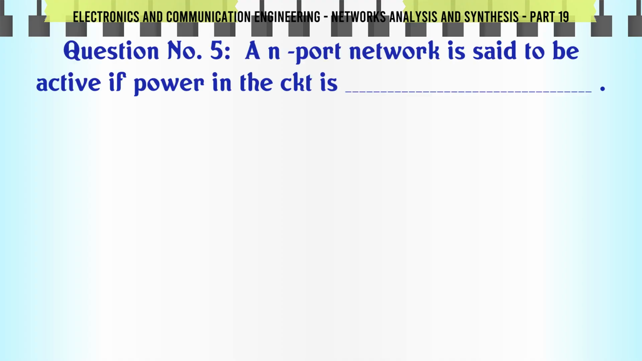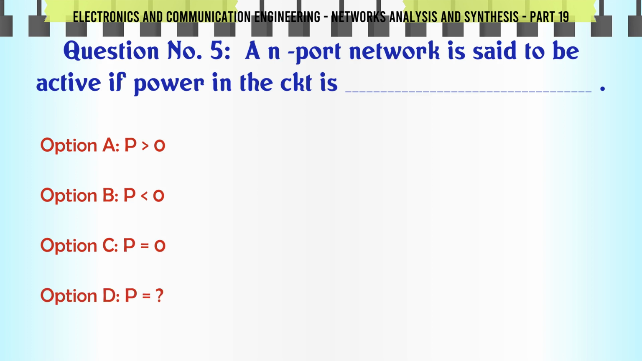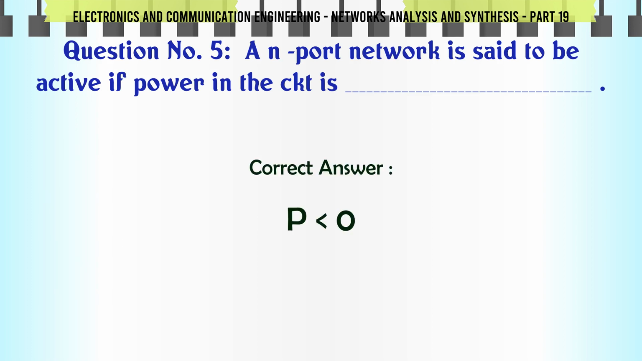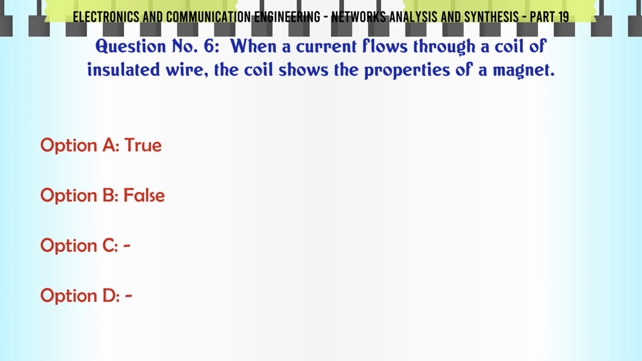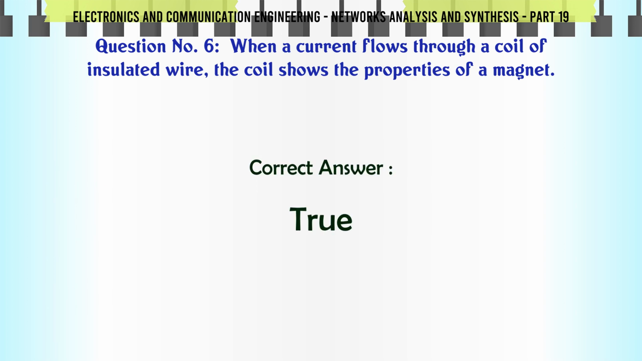A 1-port network is said to be active if power in the circuit is: A) P<0, B) P>0, C) P=0, D) P. The correct answer is P<0. When a current flows through a coil of insulated wire, the coil shows the properties of a magnet. A) true, B) false. The correct answer is true.